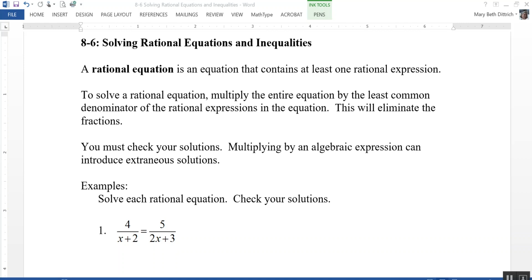That's really cool. You must check your solutions because anytime you multiply by an algebraic expression, you can introduce extraneous solutions. So let's take a look at a couple examples here.